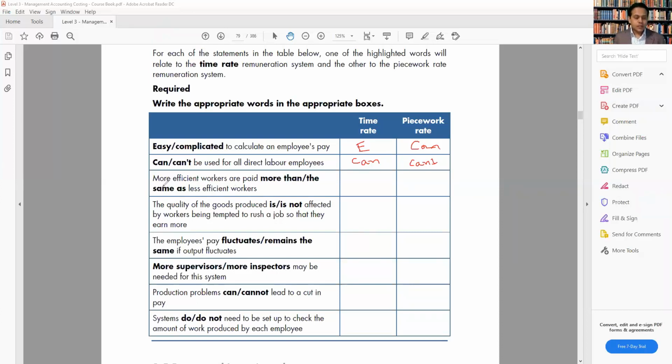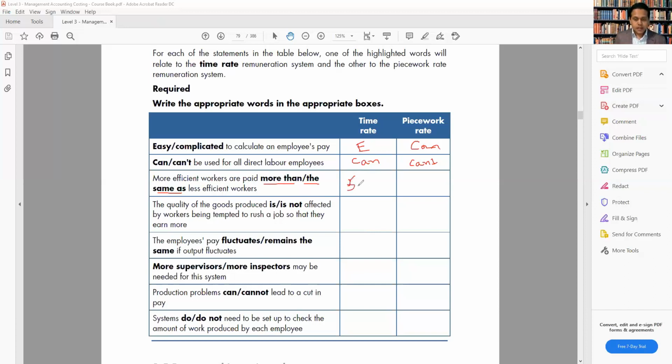All right, the next one. More efficient workers are paid more than or the same as less efficient workers. So in the time rate, it will be the same as, isn't it?